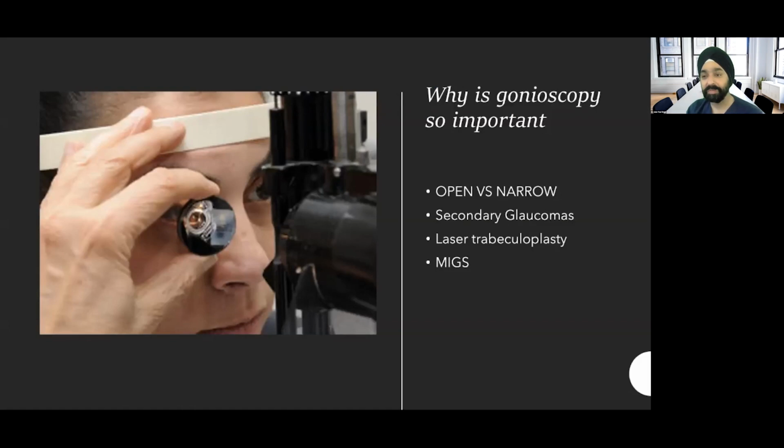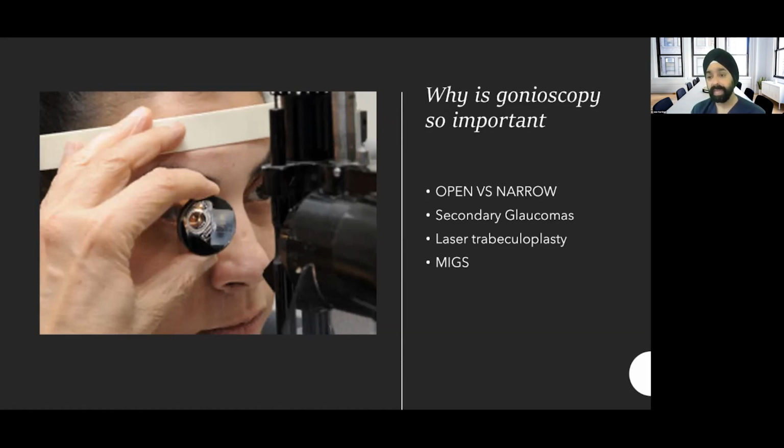So welcome from Wisconsin. But why is gonioscopy so important? Historically, gonioscopy gives us so much information about the angle. Is it open? Is it narrow? Even more recently, besides looking at secondary glaucomas, there's a resurgence of laser trabeculoplasty, SLT, and others, where you have to understand the pigmentation of the TM. Can you see enough of the trabecular meshwork?